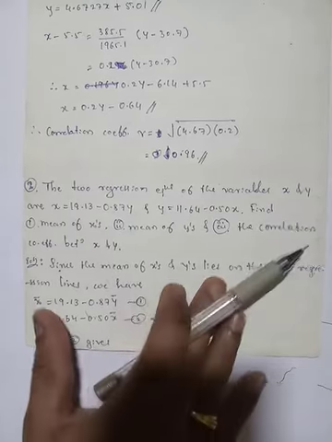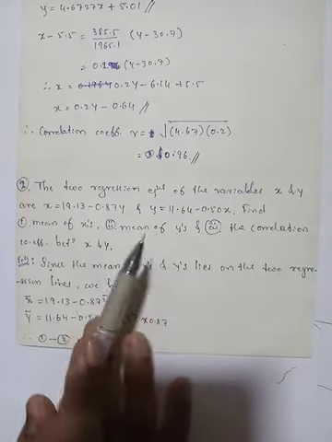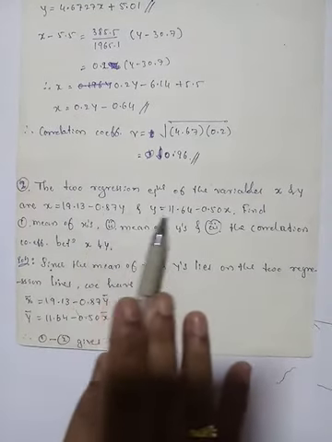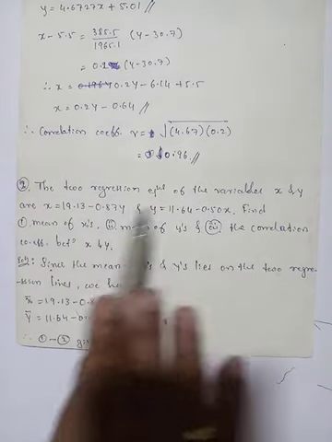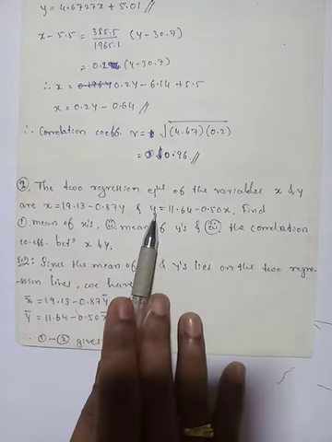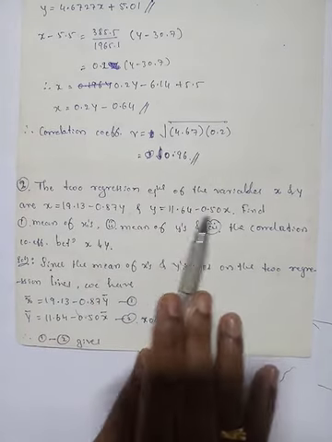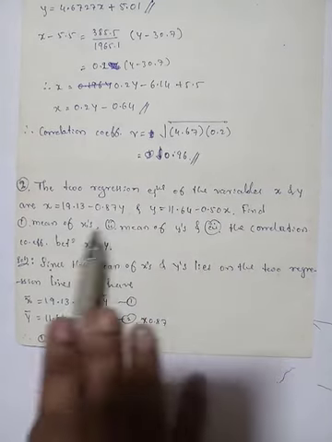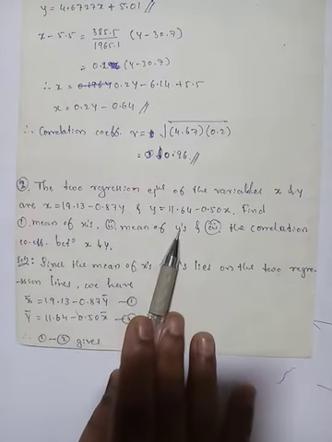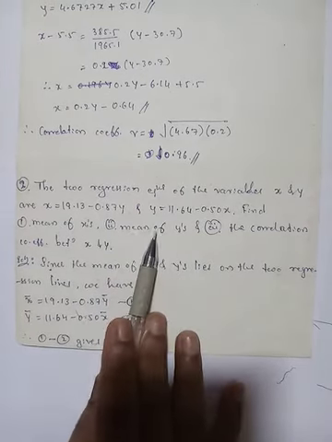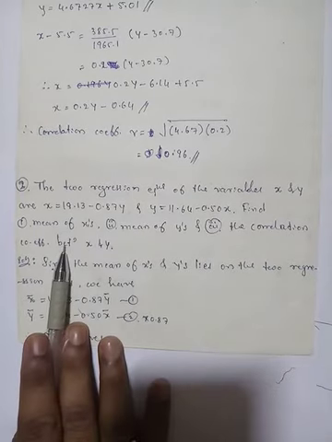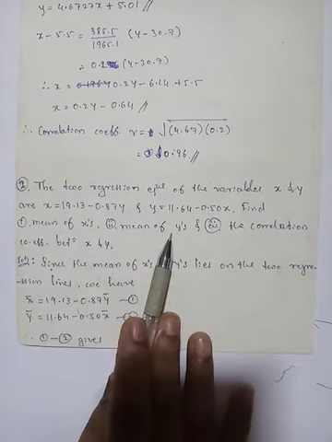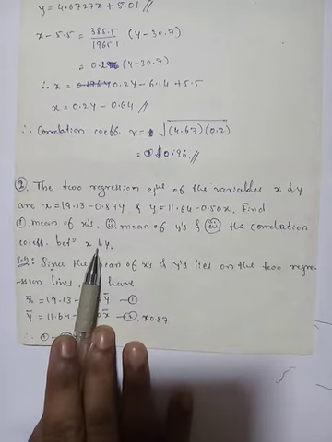See, this is another problem where x and y values are not given. So in this, regression lines are given. The two regression lines, one is x on y, this is y on x. Now the question is to find the mean of x and the mean of y, x bar and y bar, and also the coefficient of correlation. X bar, y bar and r we have to find out.